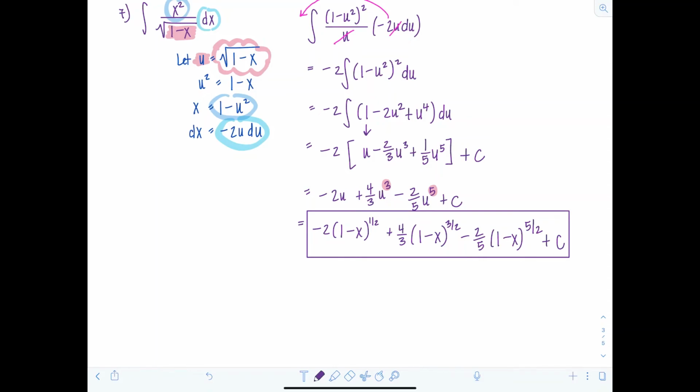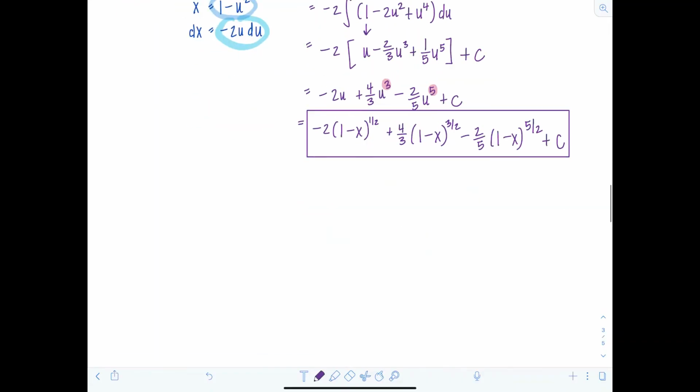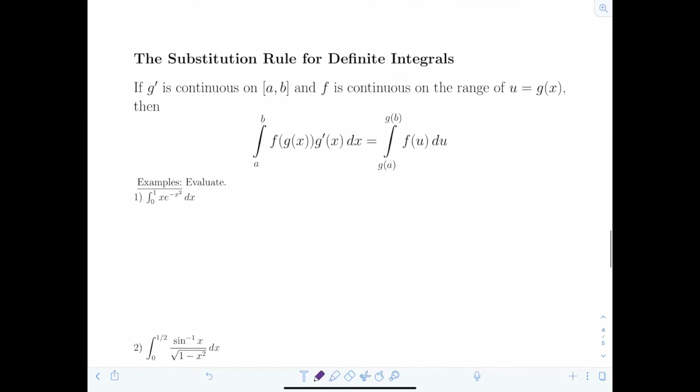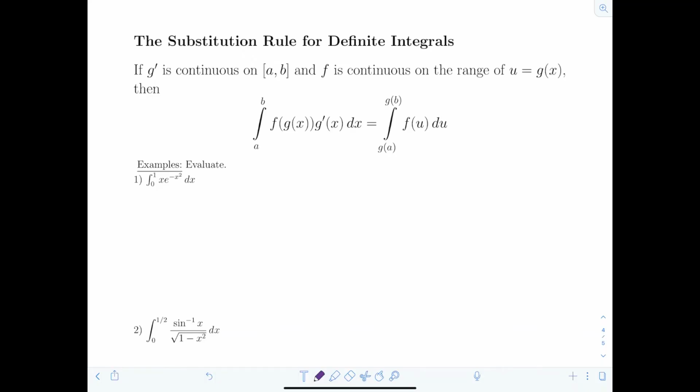All right, good. Now, are you wondering what in the world we would do if we had limits of integration? Yes? I'm so glad you asked. So, the substitution rule for definite integrals. Same thing: if g prime is continuous on the interval, now specifically defined from a to b because we have limits of integration, and f is continuous on the range of u, which is g of x, then the integral from a to b of f of g of x times g prime of x dx equals the integral from g of a to g of b of f of u du.